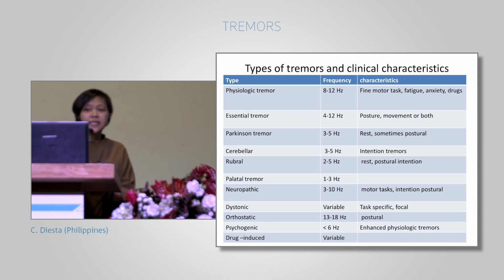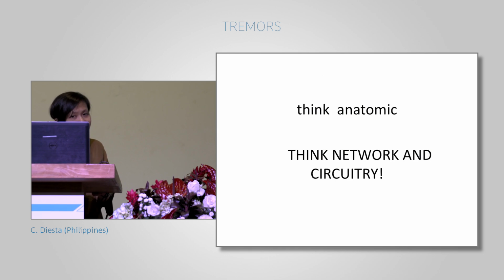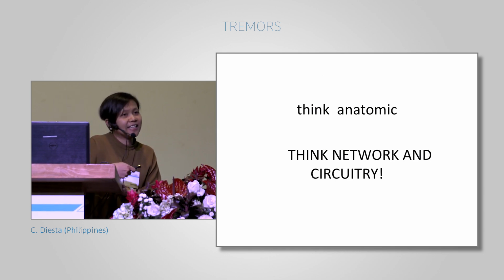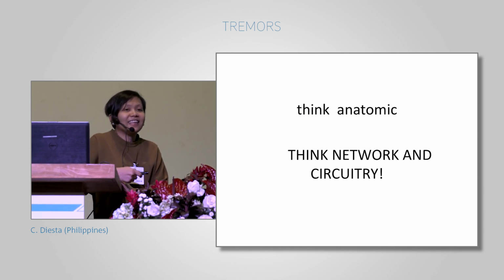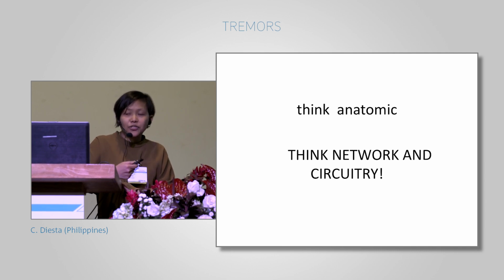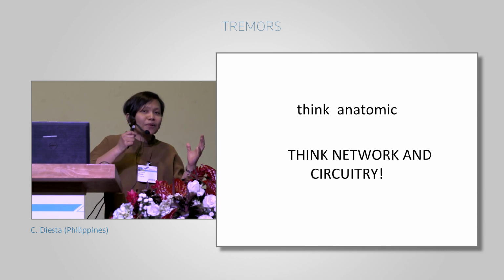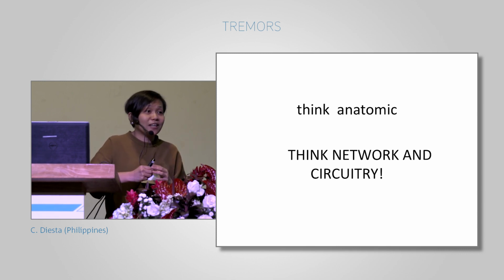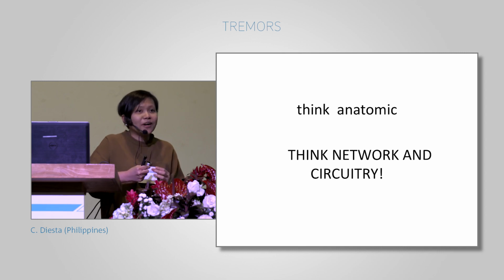Notice the frequencies of these tremors, from the fine tremor of physiologic tremor up to the coarse tremor of the palatal tremor at 1 to 3 hertz. So again, think anatomic, think network and circuitry. Dr. Helmick elegantly has discussed for us the pathophysiology, the pathomechanics of the circuitry. As much as we want to try to put the localization in one focal part of anatomy, in this case, we cannot. It just is a circuitry problem.